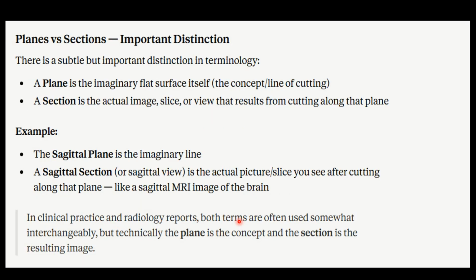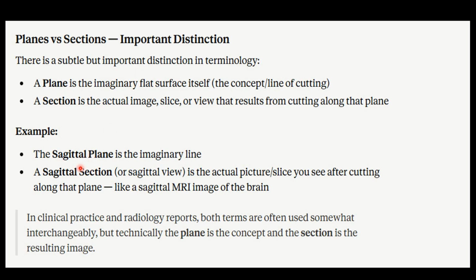Now the next thing is planes versus sections. This is very important to understand because these are two terms that we will be frequently using. A plane is an imaginary flat surface itself, the concept of the line of cutting, but a section is the actual image, slice or view that results from cutting along the plane. So the plane is the imaginary thing that is the cutting concept, but a section is the actual image, slice or view that results from cutting along that plane.